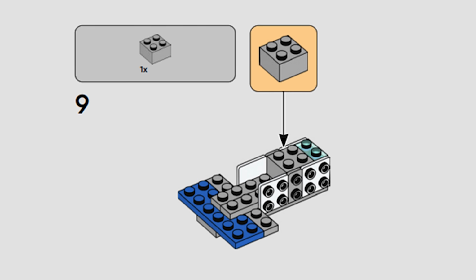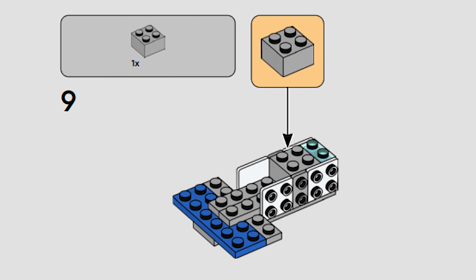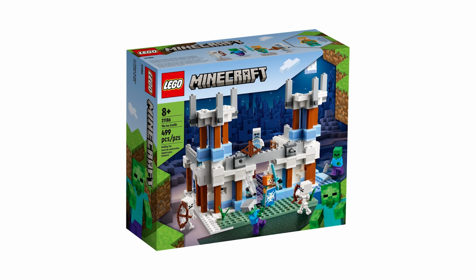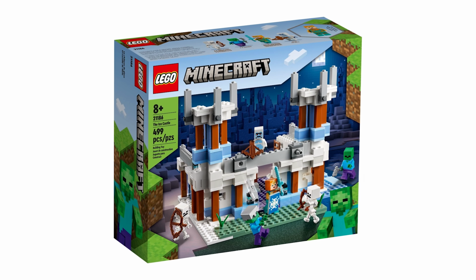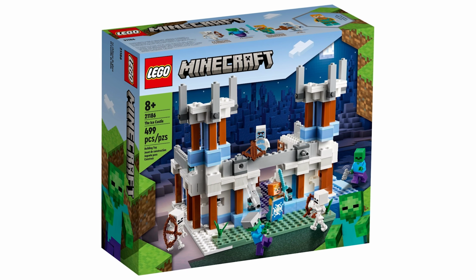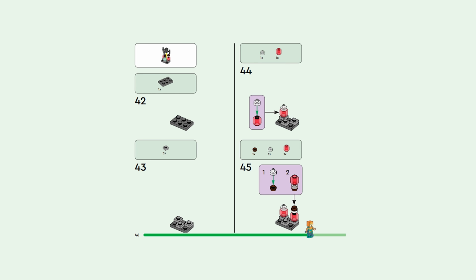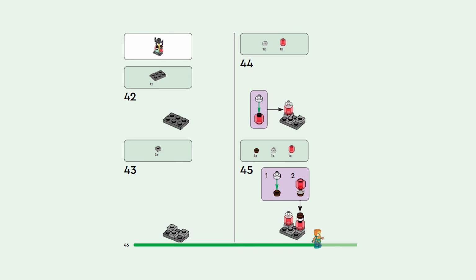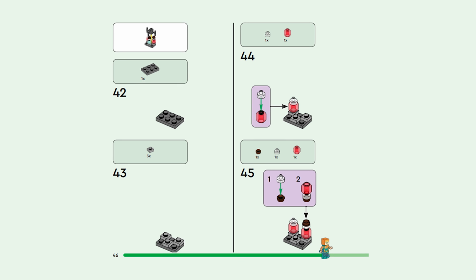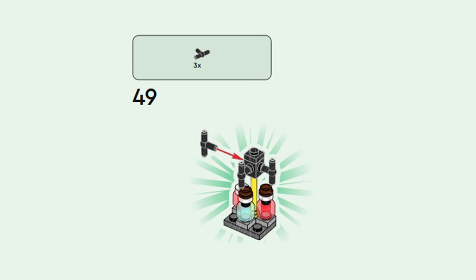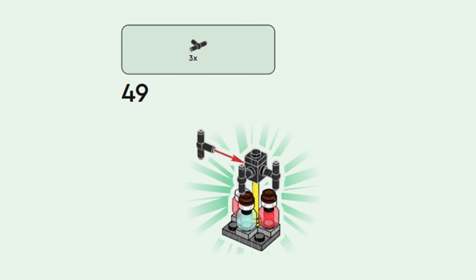It's a real mystery as to why this piece disappears, but that's not all, because a slightly different kind of mistake was found in the Ice Castle set. Beginning on step 42, you'll begin construction of the brewing stand. This is a pretty straightforward assembly that covers the next 2 pages, before finishing by adding 3 of these T-pieces, before setting the build aside for a bit.